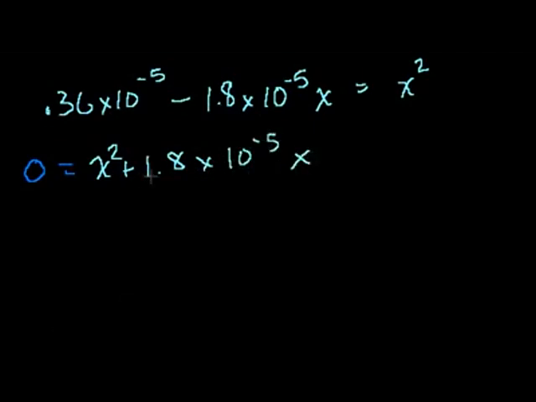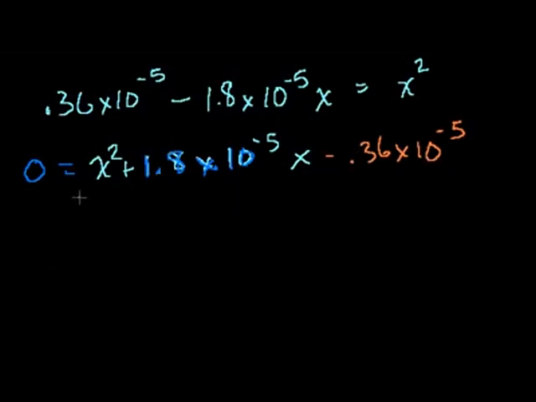Let me put this in a different color, 1.8 times 10 to the minus 5, just so you can see the coefficients separate from the x terms, minus 0.36 times 10 to the minus 5. So let's solve this. And once again, you could eliminate this term and then just figure out the straight up square root. But we won't do that. We'll actually use the quadratic equation.